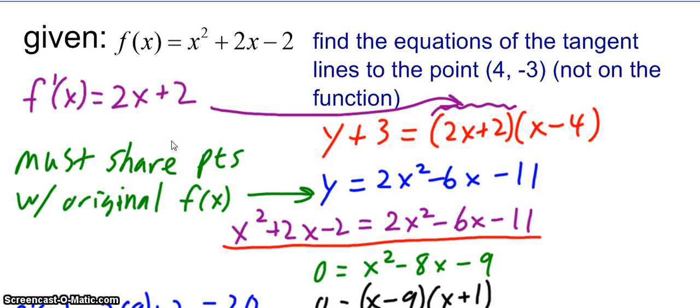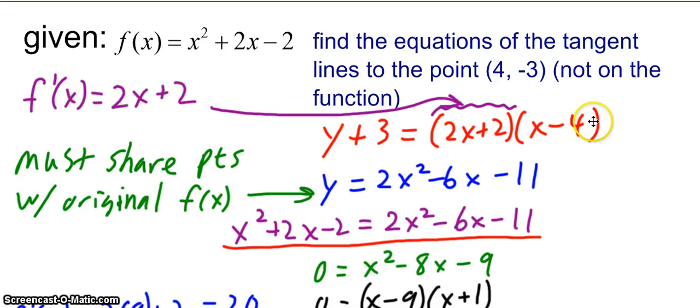Well, remember, we've done these problems before, but it's been a while probably. So this is where we have to really think about, what does the derivative represent? The derivative represents the slope of every tangent line. So I find the derivative of my function, 2x plus 2. Okay, that is the slope of all of the tangent lines. I want the tangent lines to go through the point (4, negative 3), so I just write the equation of this line. So y plus 3 equals the slope, which is 2x plus 2, times the quantity x minus 4.